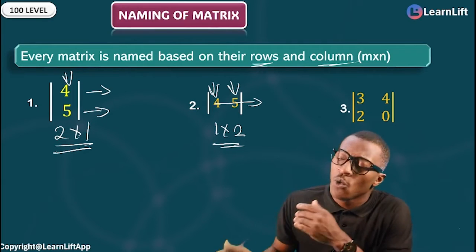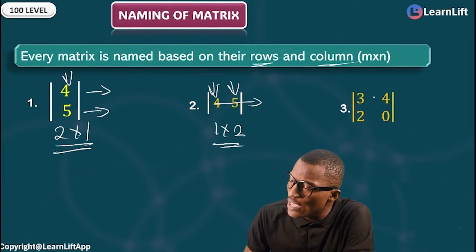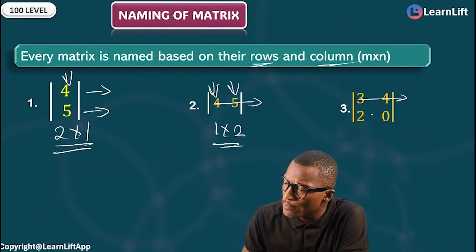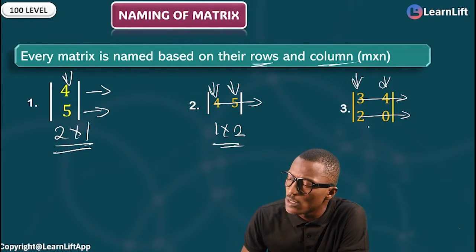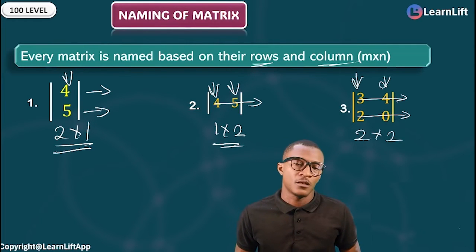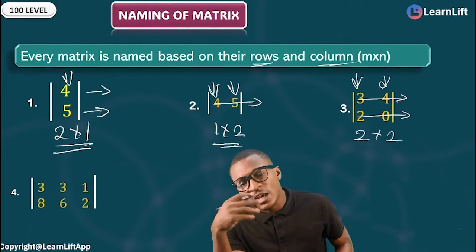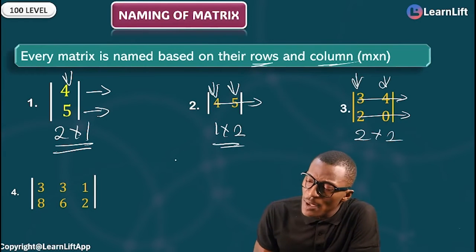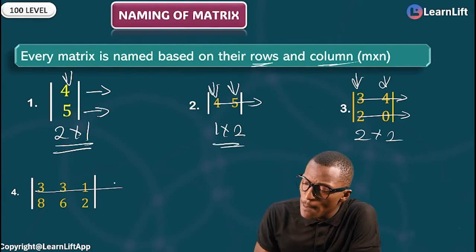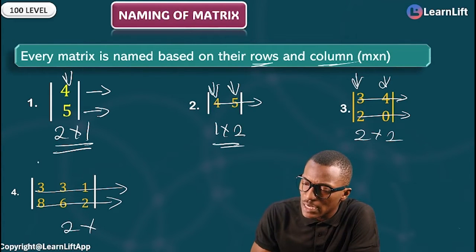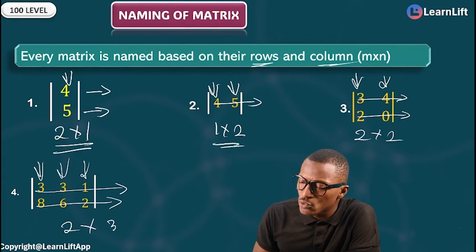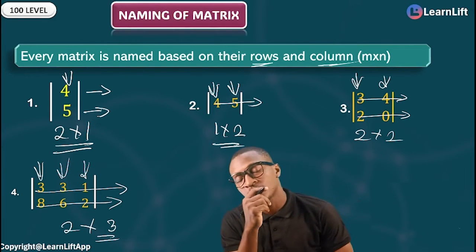Now let's see this. What type of matrix is this? How many rows do we have here? Horizontal arrangement. That's 1, 2. How many columns? 1, 2. This is a 2 by 2 matrix. Are you seeing how to name matrix? Let's see this matrix now. How many horizontal arrangements do we have here? 1, 2. So 2 by how many vertical? 1, 2, 3. So this is a 2 by 3 matrix.